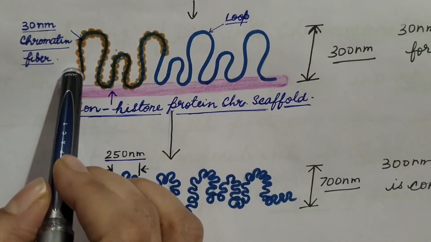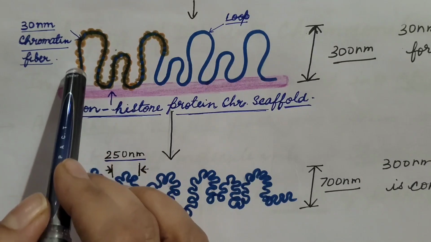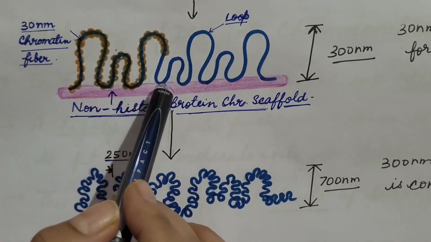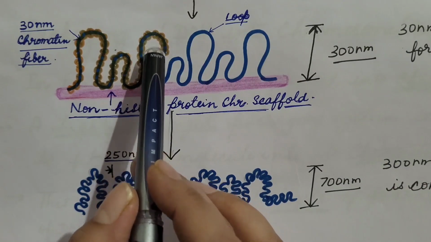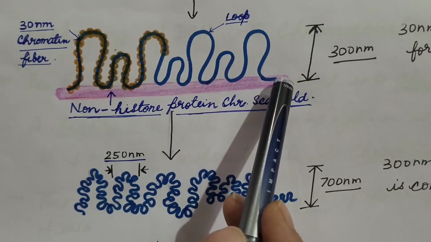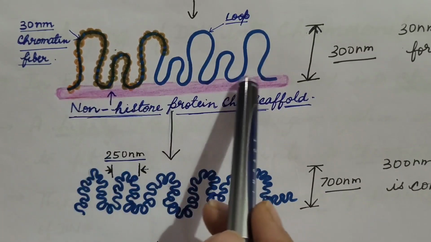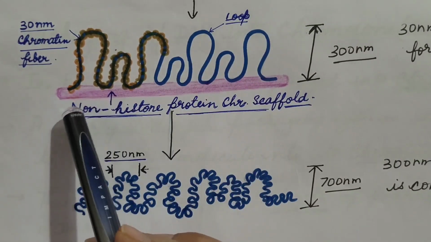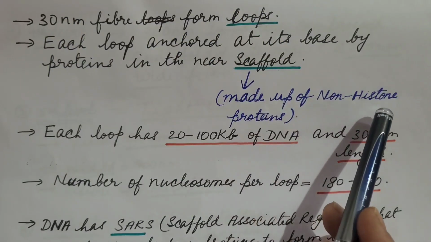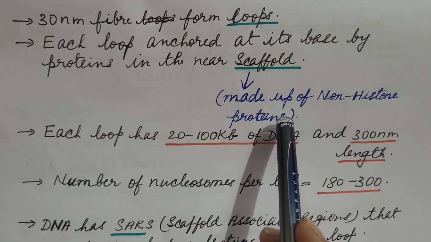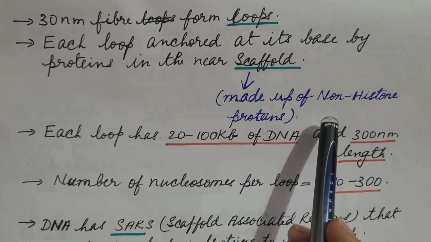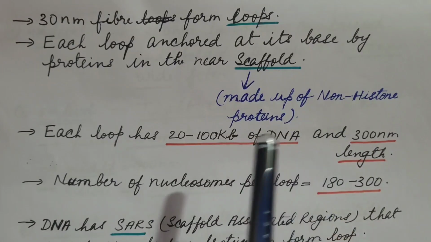This is the 30 nanometer chromatin fiber. It forms a loop. The length of the loop is 300 nanometer. The base of the loop is anchored to the scaffold. This scaffold is made up of non-histone protein. These non-histone proteins we have already discussed in the first part of this video. You can refer to it. The link is given in the description box.